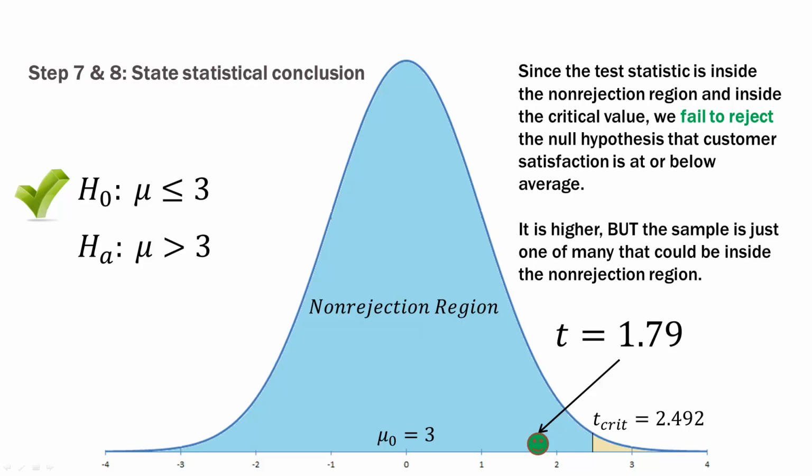Now if we look at our distribution again, we can write these in. Where t equals 1.79, that's the test statistic from our analysis, our sample mean was of course 3.5. Now the sample mean that would correspond with our critical value of 2.492 is 3.698. So you can see the difference between our sample mean and the mean that would have been required to reject the null hypothesis.